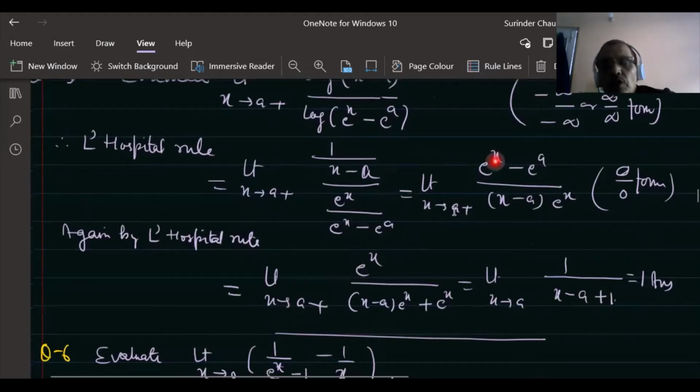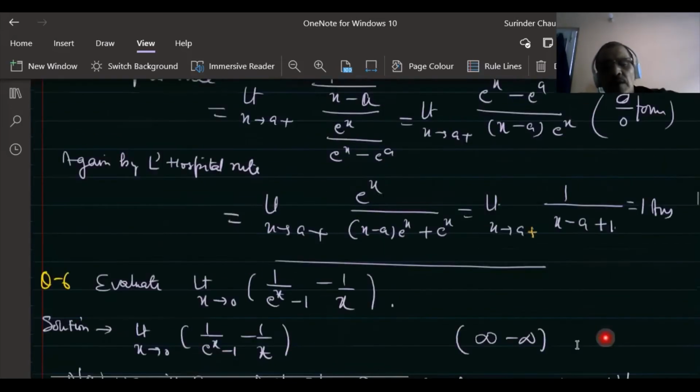After applying it, e^x is a constant in one term, so that derivative is 0. Now we have to apply the product rule, u into v: first function times the derivative of the second, plus second function times the derivative of the first, which is 1. Now taking the limit as x approaches a from positive, this is equal to e^x, which is common, so cancel out the factor. Then a minus a is equal to 0.